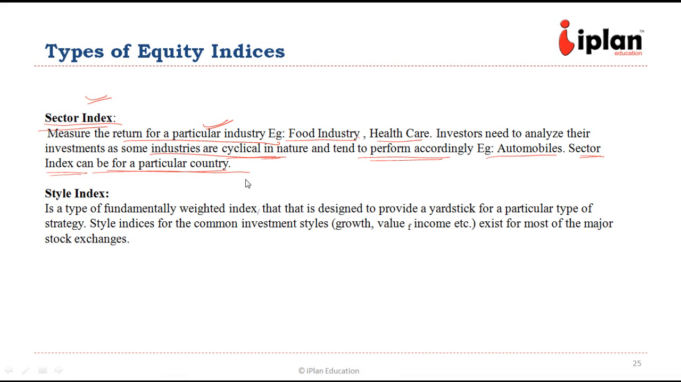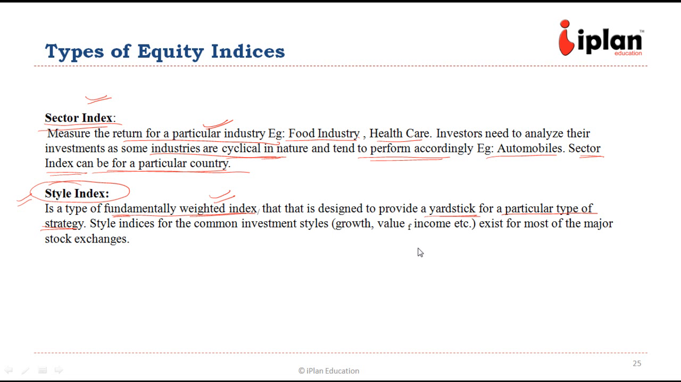Then we can have style index, which is a type of fundamentally weighted index which is designed to provide a yardstick for one kind of strategy. So which will have, suppose, growth stock or value stock. This is one kind of style. So one kind of style is combined into one kind of index. For example, we can have value index or growth index, etc.